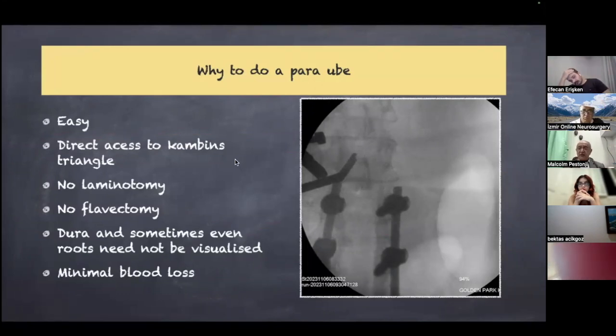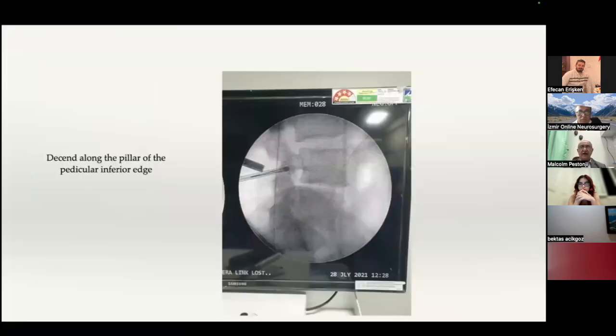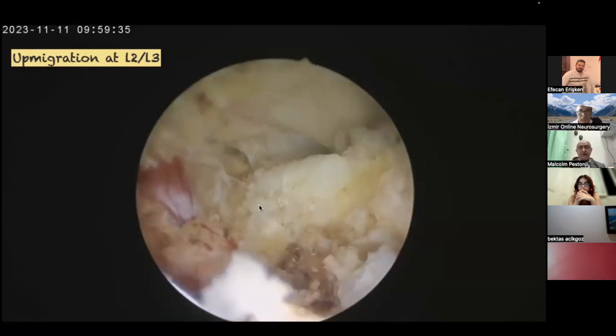So what do I do? I chose to do a direct access to the Kambin's triangle, no laminotomy, no flavectomy, dura and sometimes even roots need not be visualized, and you have minimal loss of blood. Here you can see how I'm confirming my targeting. And finally, after doing a slight osteotomy of the SAP, you can see the traversing nerve root here.